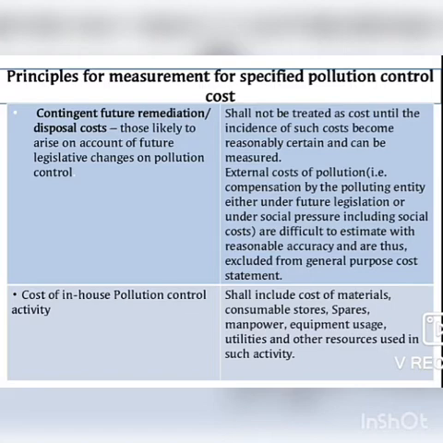Next point is cost of in-house pollution control activity. In-house pollution control activity means that to control the pollution, various activities are conducted within the industry premises itself. So that contains equipment, manpower, consumable stores, spares, equipment usage, utilities, and other resources used for such an activity. Those all contain pollution control activity, and those are considered as pollution control cost.